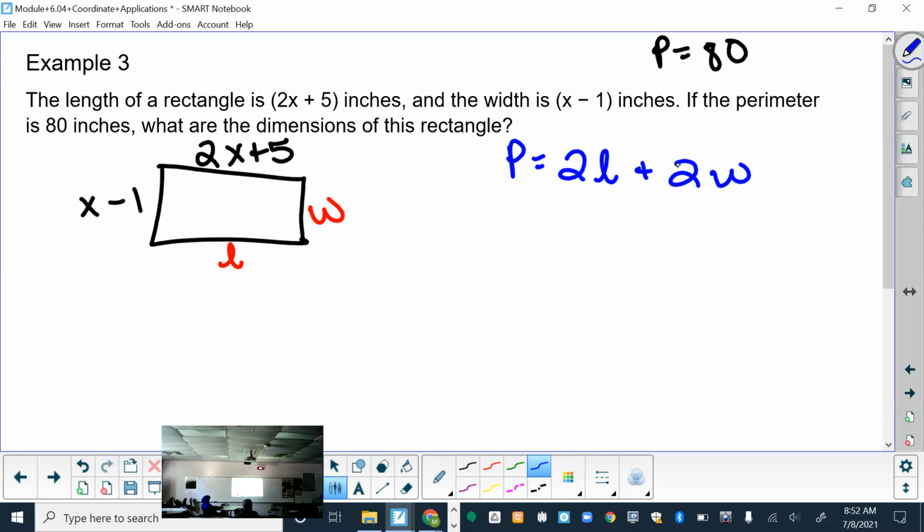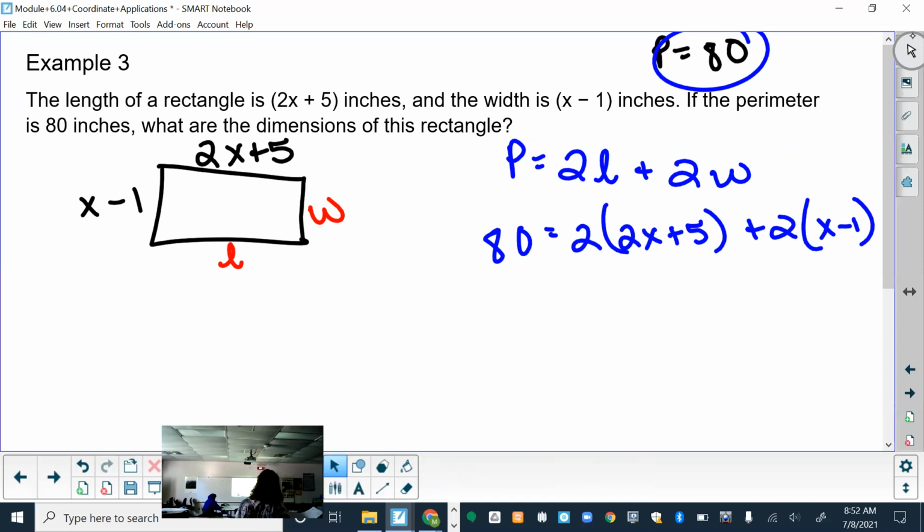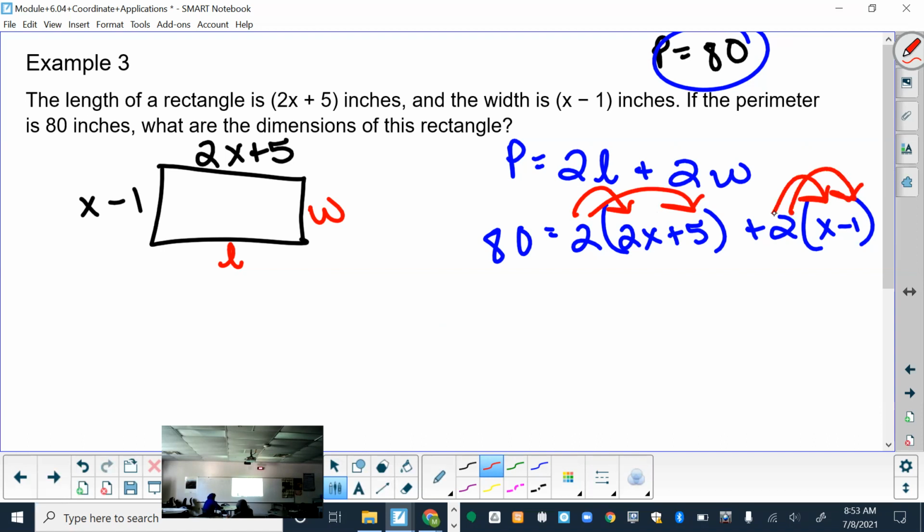All right, so if I plug in what I know for the length and the width, and also the perimeter, then my setup looks something like this. So the length is 2x plus 5, and the width is x minus 1. And solving for x, what do I do first? Good, always distribute first if it is set up that way.